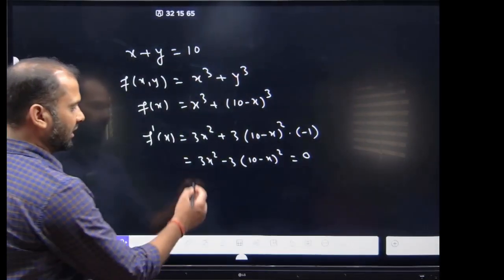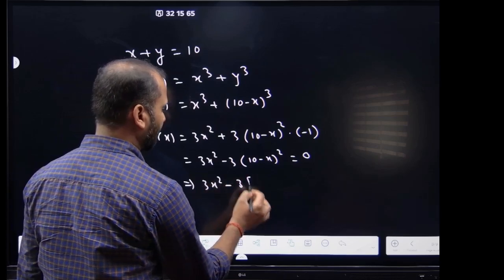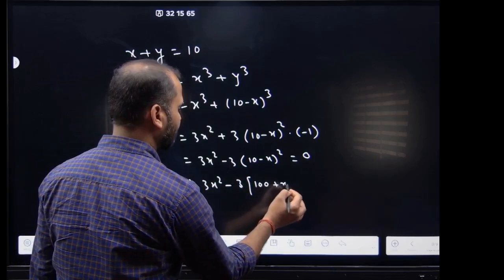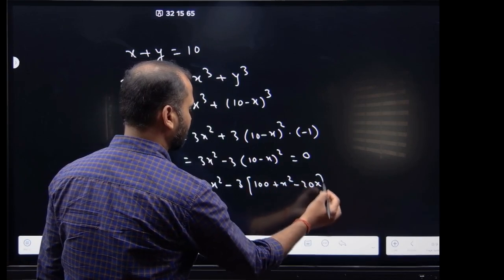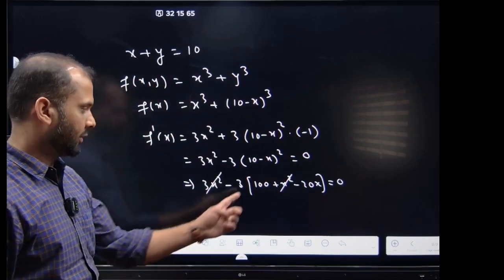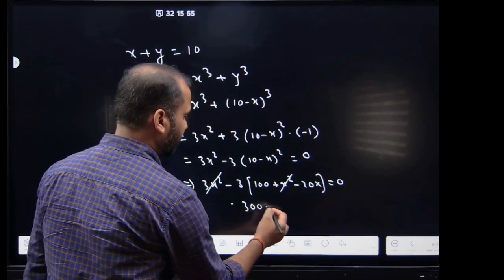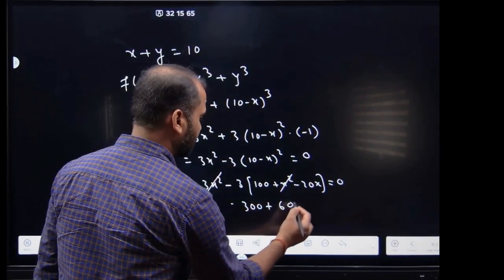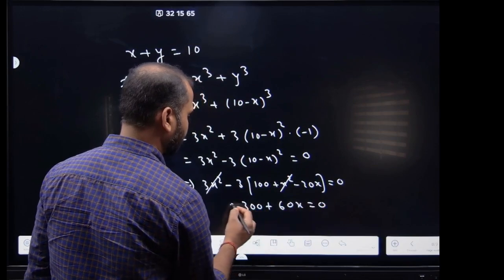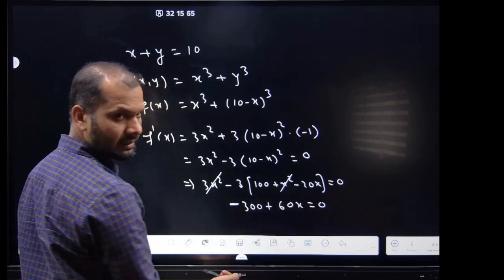How to get the critical points? From here, 3x square minus 3, how much is it? 100 plus x square minus 20x is equal to 0. I think 3x square gets cancelled if you multiply. So what you will get here is 300 minus 60 plus 60x is equal to 0. Yes, no? Yeah, minus and minus plus, right?